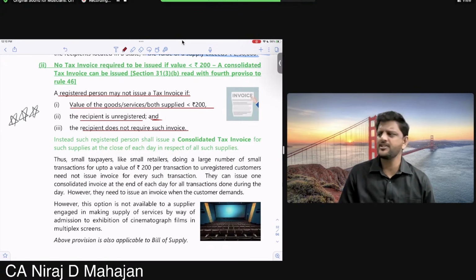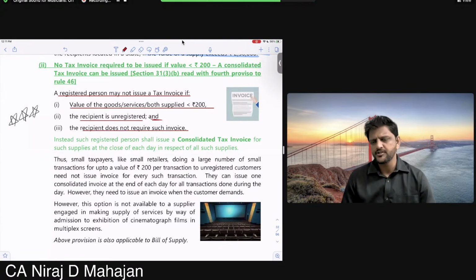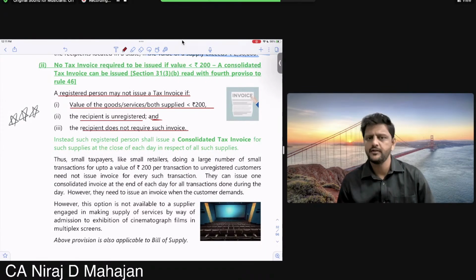And the recipient also doesn't want the invoice as such, the tax invoice. Then he will not give invoices to those people. Instead, but is he liable to pay tax? Yes, he's liable to pay tax on the sale. So instead of making separate transactions, he can put all of them together as a consolidated entry.